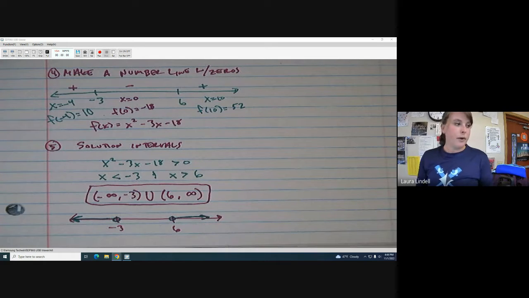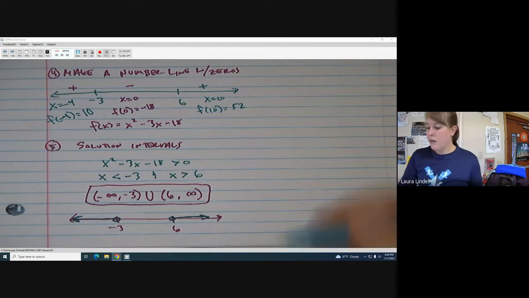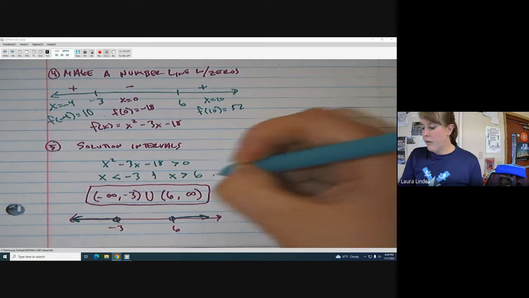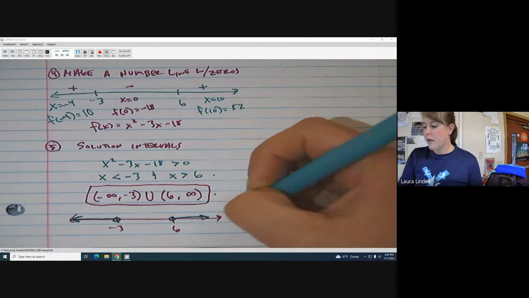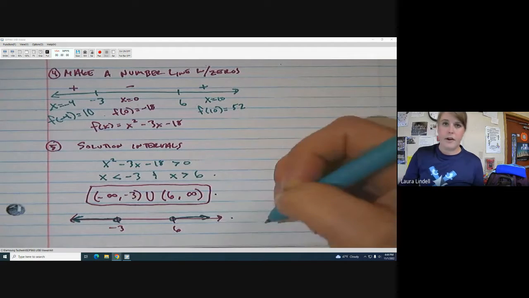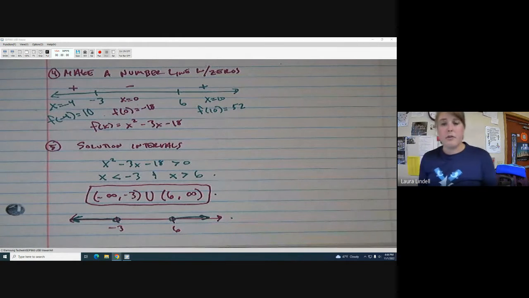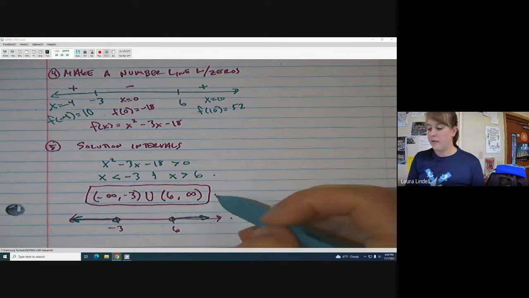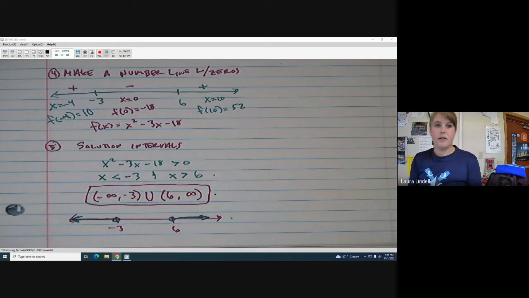So there's 3 different ways we can express our solution. We can use inequalities, we can use intervals, and we can graph it on a number line. Typically, the one you're going to be asked for, though, is this one. Okay, so that's one example of a quadratic inequality. Let's do another one.